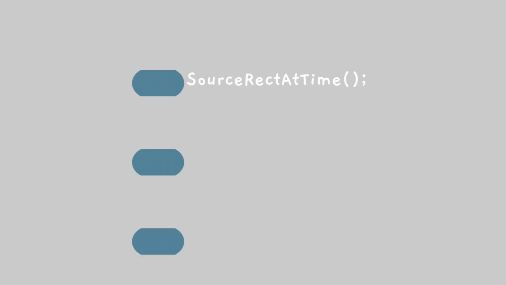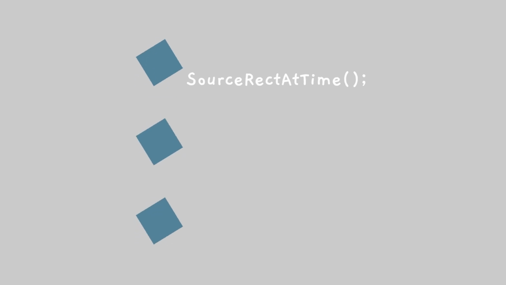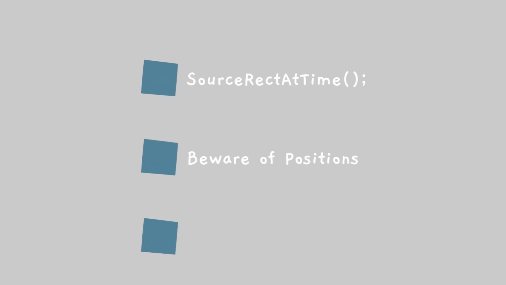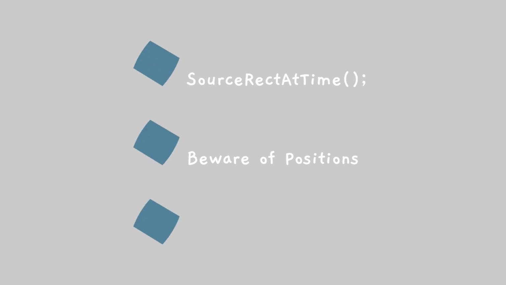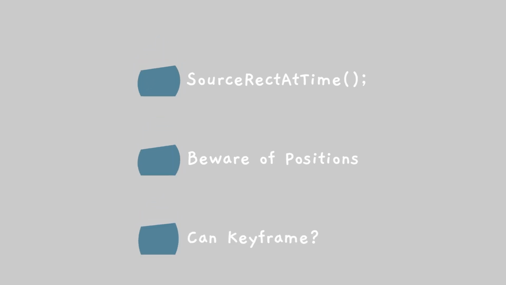But anyway, some takeaways from this video. Source rect at time is your new best friend if you're making any kind of responsive text box. Beware of positions. There's layer position, there's transform position, there's path position, there's comp position, and last, if you can keyframe it, you can drag it into the essential graphics panel most of the time. Not in all cases, but a general rule of thumb, if you can keyframe it, you can drag it into the essential graphics panel.